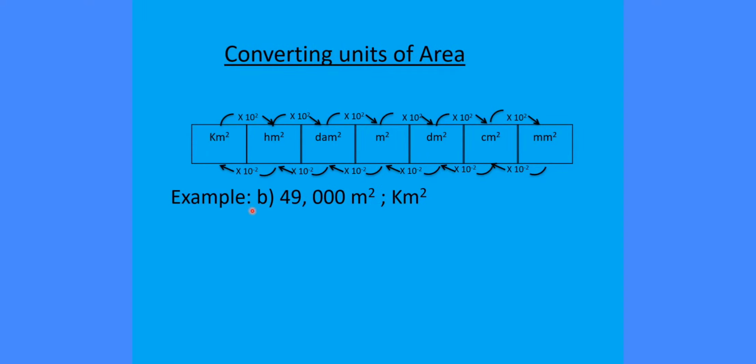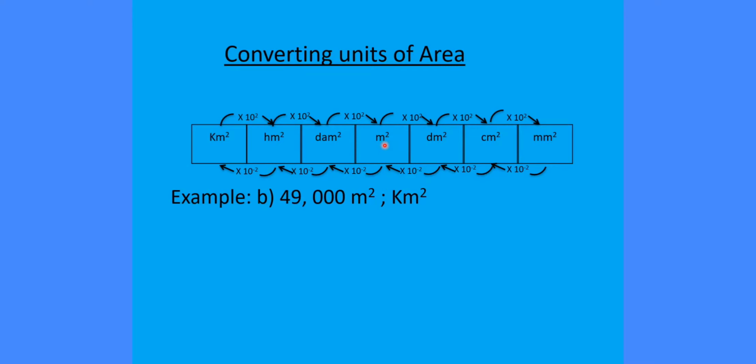Then letter B, 49,000 square meters will be converted into square kilometer. So the square meter is right here. We need to switch the position going to the left 3 times. That means we will multiply the given value by 1 over 1 million.